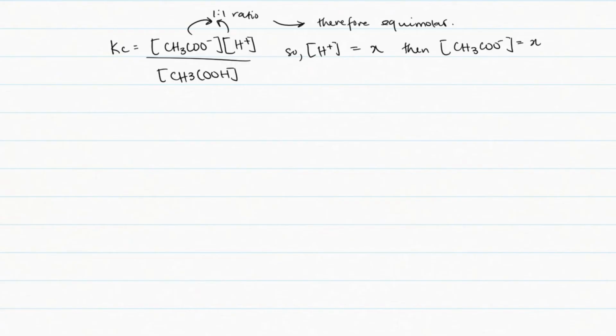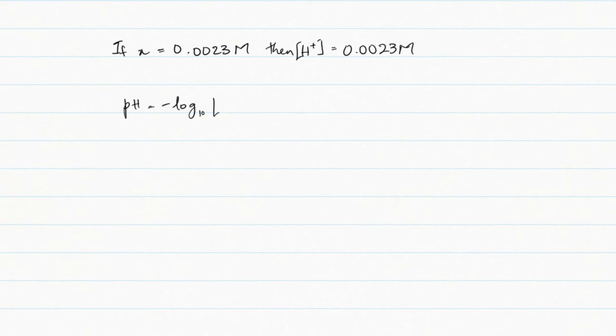So if the concentration of the H+ ion is X, then it's safe to say that Kc is equal to X squared divided by 0.30 minus X. If X is equal to 0.0023 molars, then the concentration of the H+ ions is 0.0023 molars. Therefore, pH is simply equal to minus log to the base 10 of the H+ ion concentration. If you substitute 0.0023 into the equation where you have the H+ ion concentration and plug that into your calculators, you should get 2.64.